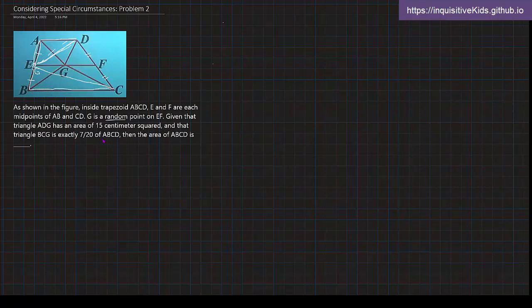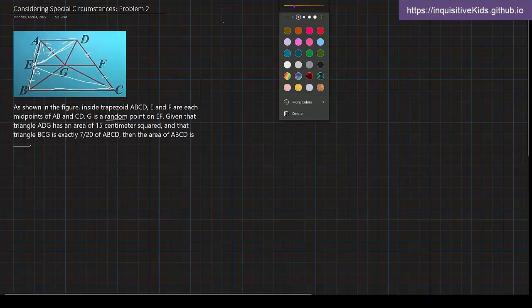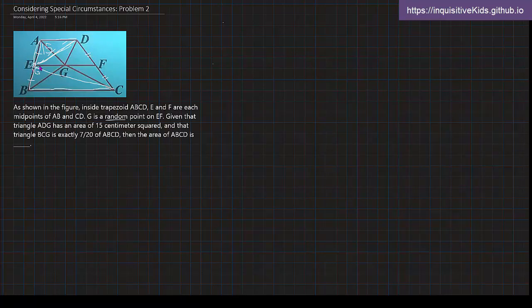So we already know that ADG has an area of 15 centimeters squared. So I'm going to write 15. And that triangle BCG is exactly 7/20ths of ABCD. So first, I just want to talk about what we observe right here. I'm just going to trace this line.